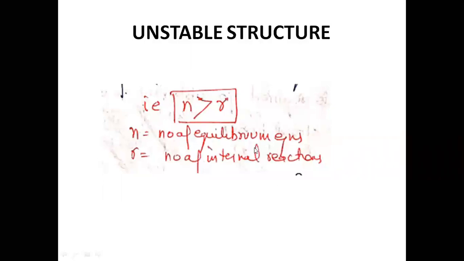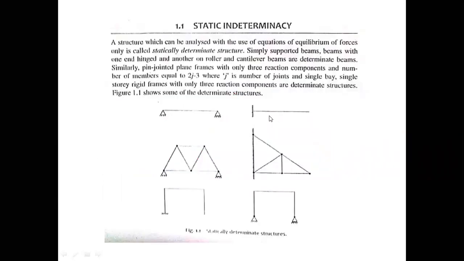Now, this is a basic definition we have already discussed about static indeterminacy. It says the 2j minus 3 condition. We have already discussed this in the previous slides. These are the basic examples of statically indeterminate structures. This is a simply supported beam, a roller support. This is a hinge support. Total number of reactions over here is 3. 3 minus 3 is equal to 0. This is a statically determinate structure.